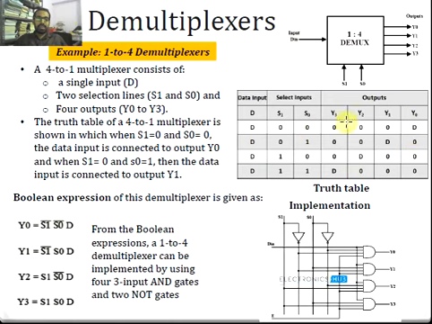All other outputs are 0. So the corresponding boolean expression will be this one: Y0 is equal to S1 bar dot S0 bar dot D. That means when S1 and S0 are zeros, these two terms will be 1 and the output will be D. For Y1 to be activated, S1 is equal to 0 and S0 is equal to 1. So the corresponding boolean expression is S1 bar, S0 and D. So when S1 is 0, this is 1, and S0 is already 1, and D is D. So that means Y1 is equal to D.